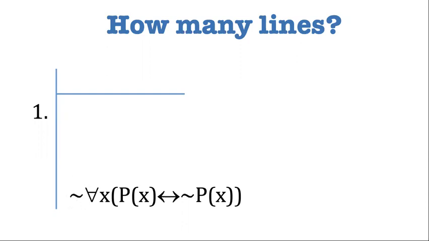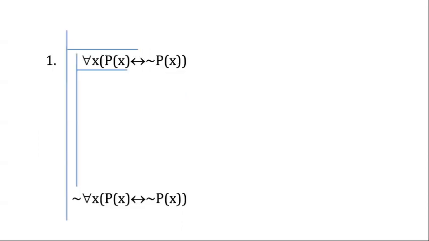So my first step is to put the formula inside the scope of the negation symbol up in a subproof, and my goal now is to prove a contradiction. Now my main connective is a universal quantifier, and I'm going to have to instantiate that. So that you already know.